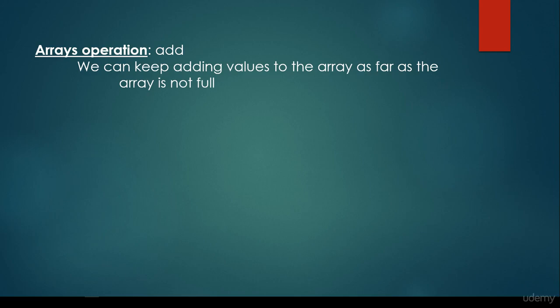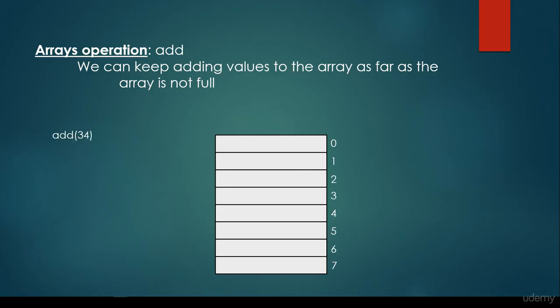Hi, in this video we are going to talk about the most important operations as far as the array data structure is concerned. So first, let me tell a few words about the add operation. We can keep adding values to the array as far as the array is not full. So basically, we have an array that can store up to 8 items. At the beginning it is empty, so we are able to add 34.